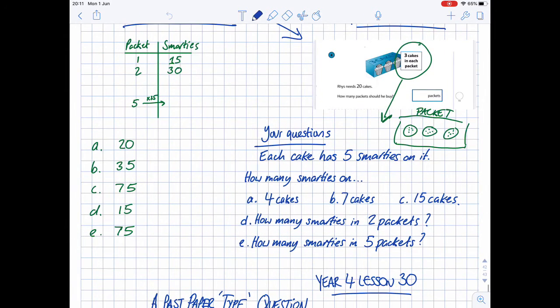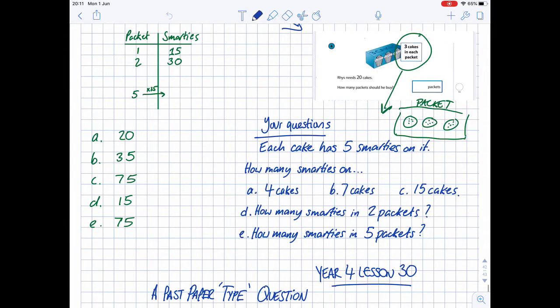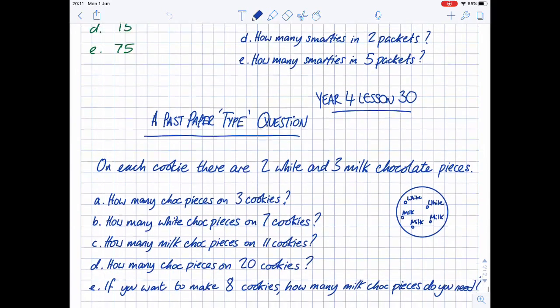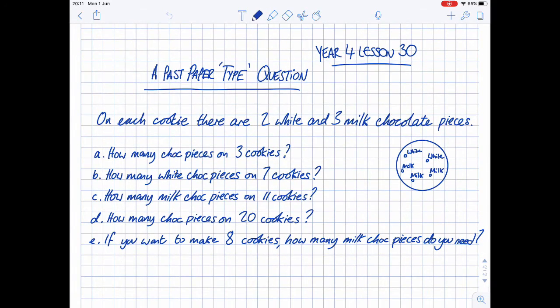So last lesson we looked at cakes in packets, and I messed up on the one because I didn't give you all the information. Today I have, and I've double checked it. So cookies today. On each cookie there are 2 white and 3 milk chocolate pieces, and you can see here I've drawn a cookie and written next to the buttons white, white, and then milk, milk, milk.